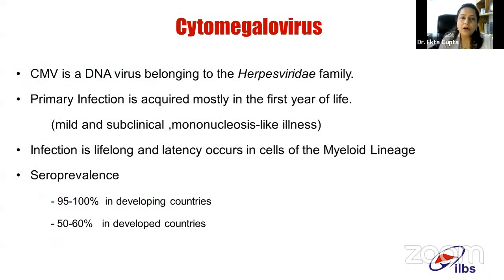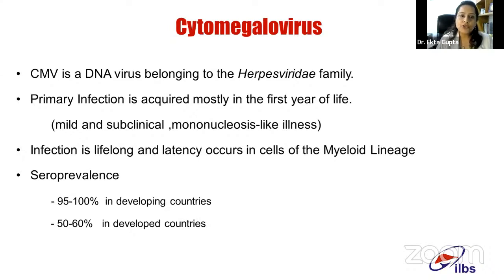I cannot touch on everything here in this short span of time, but I'll speak about the important viruses. Cytomegalovirus is a very, very important virus, which is ubiquitous and can cause so many things in a transplant recipient. It can cause infection anywhere. It is a DNA virus belonging to the herpesviridae family.